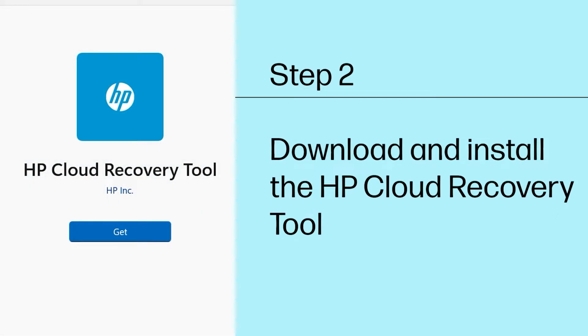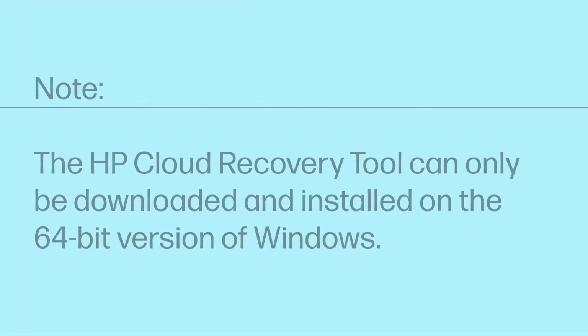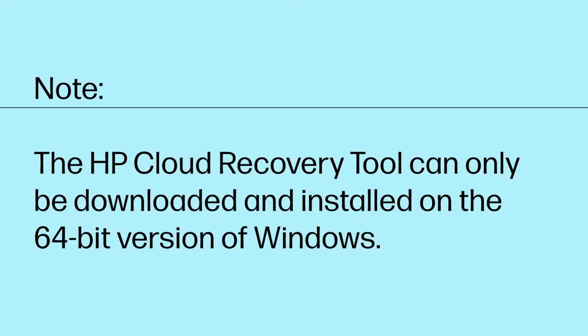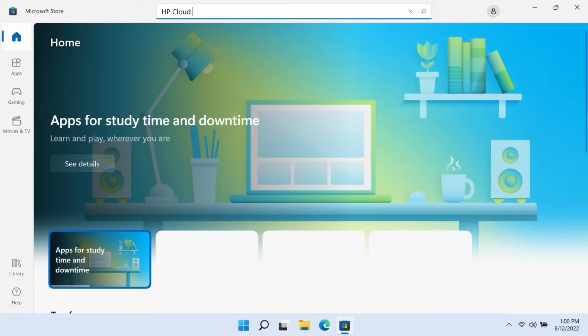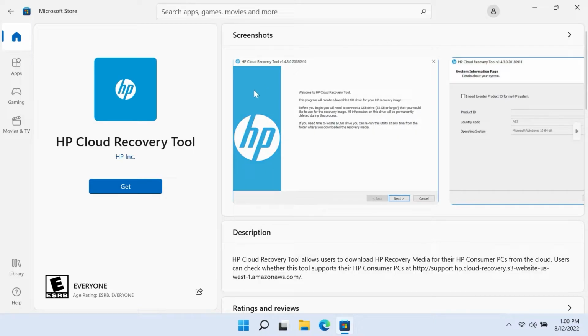Step 2. Download and install the HP Cloud Recovery tool. Note: the HP Cloud Recovery tool can only be downloaded and installed on the 64-bit version of Windows. Go to the Microsoft Store and search for HP Cloud Recovery tool. Once you have found the tool, select the option to download it.